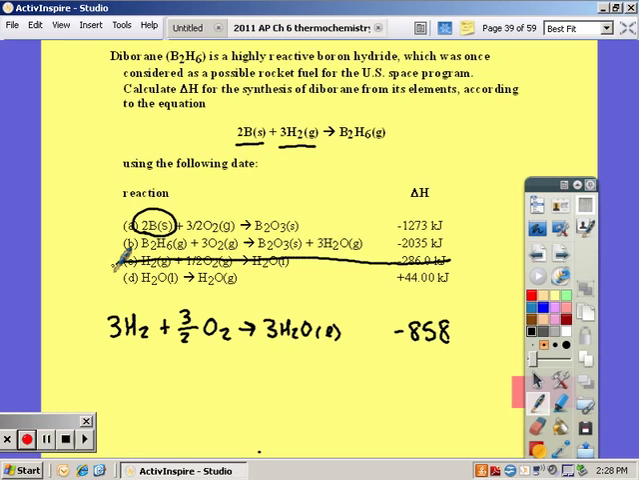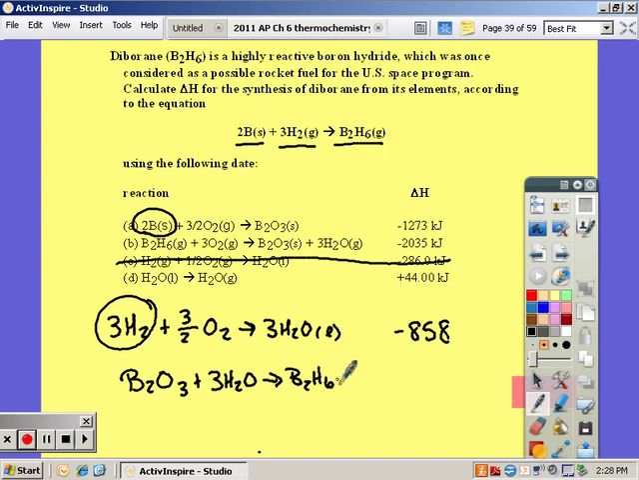Finally, B2H6, we only have in B. We want it as a product, but we have it currently as a reactant. So we have to manipulate equation B and reverse it. When we reverse the reaction, our sign of delta H is also going to get reversed, giving us 2035. Everything else should cross out at this point. And we forgot our state symbol there, so that should be a gas.